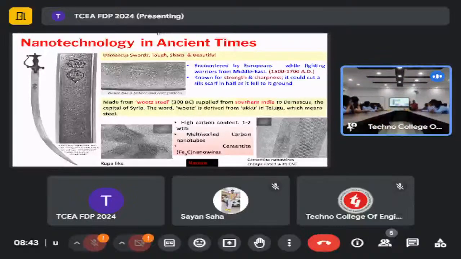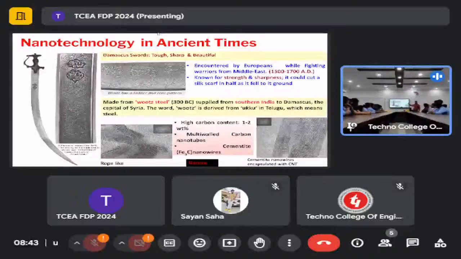Carbon nanotubes are the hardest materials. Way back in 300 BC, the Kerala people used to supply carbon nanotube materials to the Syrian people to prepare their Damascus swords. If you hold a Damascus sword and throw a handkerchief, it will just cut automatically. That is how hard it is. So our Indian people used to know about materials so far.